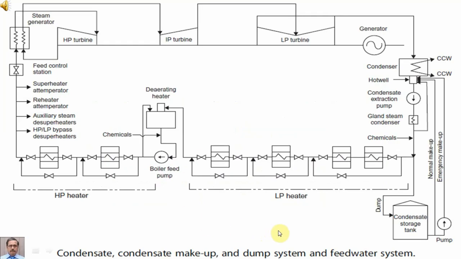This diagram gives a complete picture of the condensate, condensate makeup and dump system and the feed water system. In this lecture, we shall be paying attention to the condensate portion of this diagram. Condensate starts from the condenser hot well and then it goes up to the deaerator storage tank. So we shall be paying attention to this portion of the diagram.